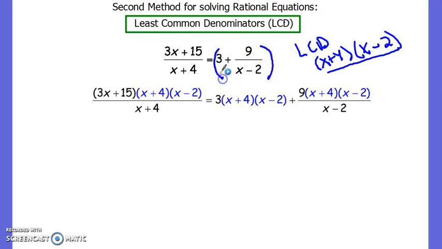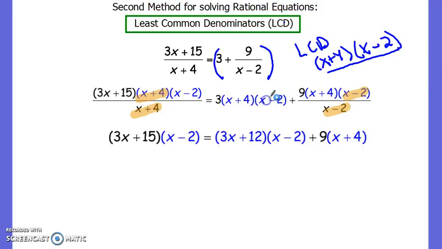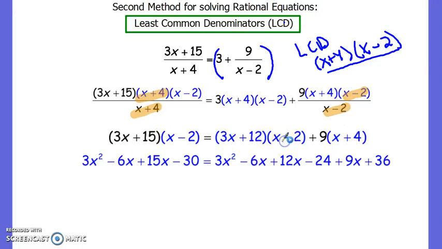Don't forget you have to distribute. So 3 times (x plus 4)(x minus 2), and 9 times (x plus 4)(x minus 2), all over x minus 2. The beauty is, again, in your numerator, you've got an x plus 4 and an x plus 4 in the denominator. Here, I'm not going to cancel anything, but on the right side, again, I've got my x minus 2's. So what I can do is eliminate those parts, and now it's a big equation. It's a big, long one-liner, but we just have some simplifying to do.